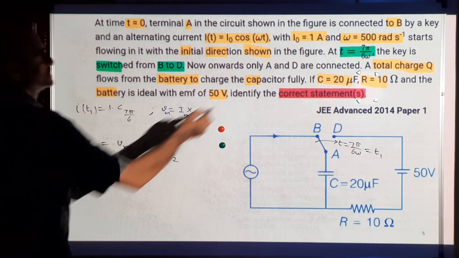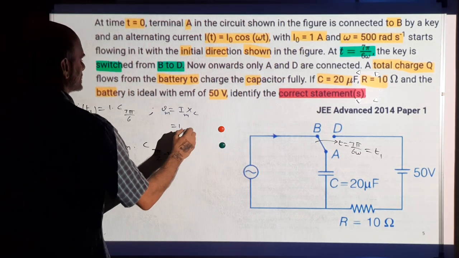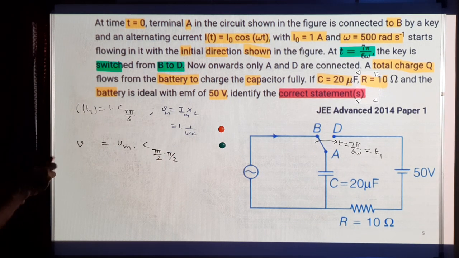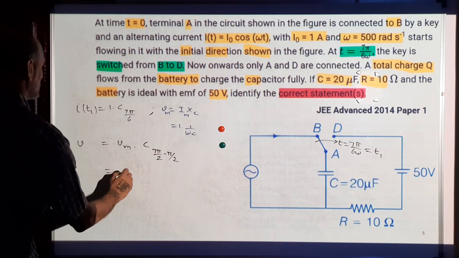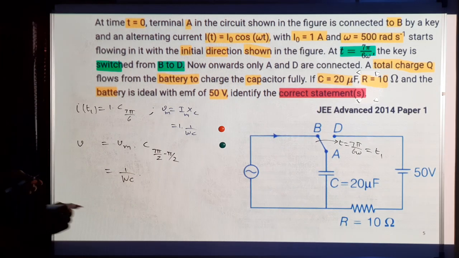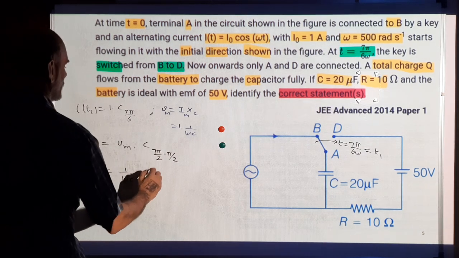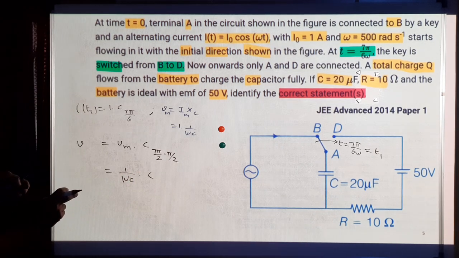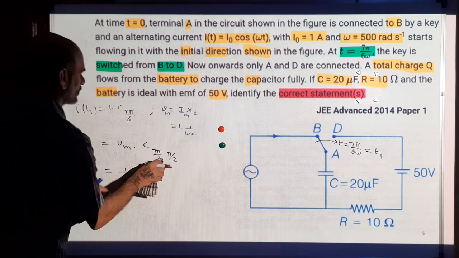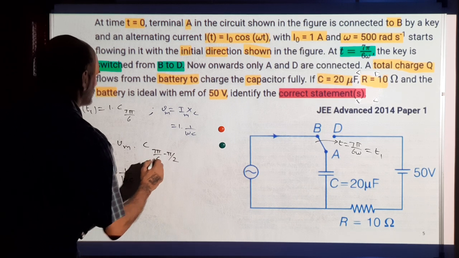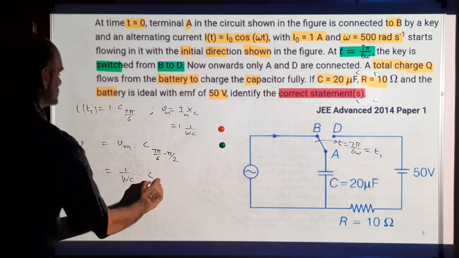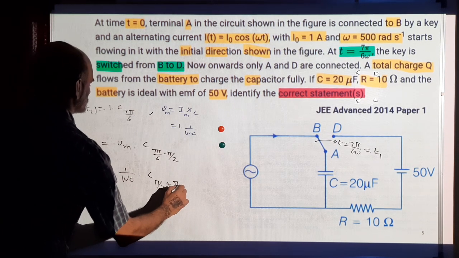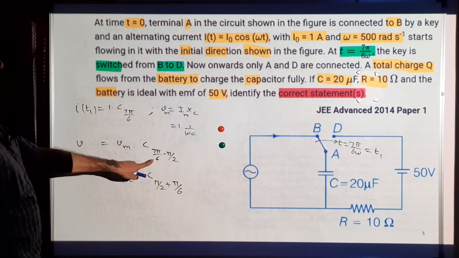so Im is 1, which is same as I naught. Xc is 1 by omega c. So Vm is 1 by omega c into cos of 7 pi by 6 minus pi by 2. So this is pi plus pi by 6.